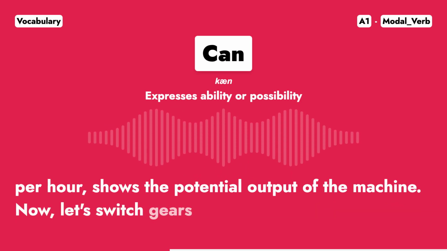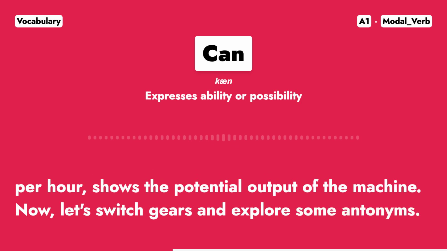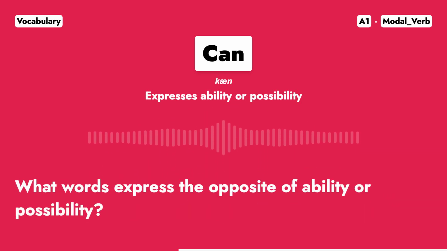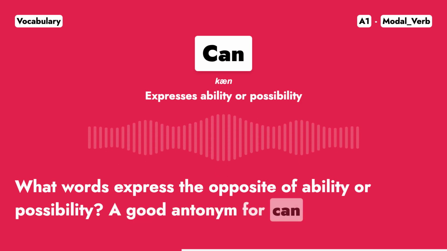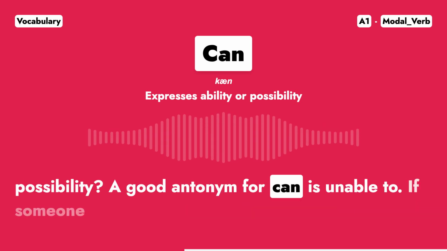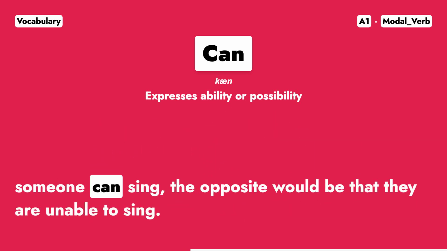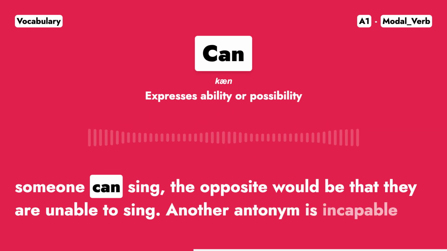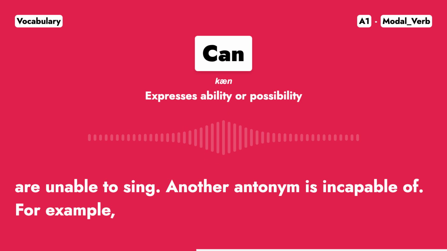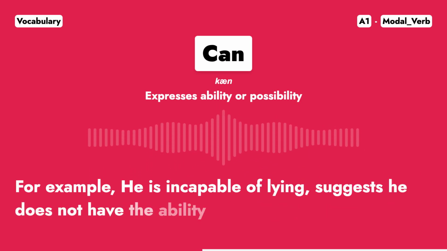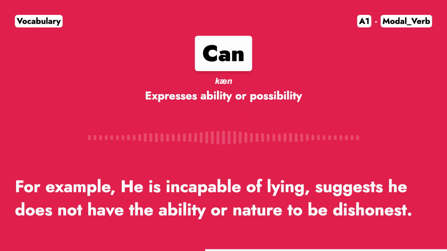Now let's switch gears and explore some antonyms. What words express the opposite of ability or possibility? A good antonym for can is "unable to." If someone can sing, the opposite would be that they are unable to sing. Another antonym is "incapable of." For example, "he is incapable of lying" suggests he does not have the ability or nature to be dishonest.